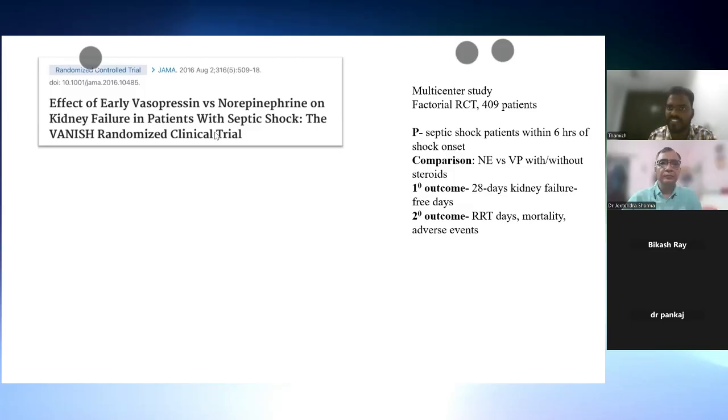So coming to the next study, this is the VANISH trial published in 2016. It is also a multi-center factorial RCT. It had 409 patients. The population group is septic shock patients in whom shock onset was within 6 hours. And they similarly compared norepinephrine with vasopressin, with or without steroids. Their primary outcome was not mortality here, it is the kidney failure free days. And in the secondary outcomes, they used RRT days and mortality along with adverse outcomes.